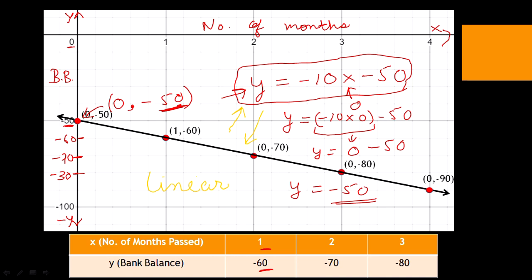Now, a natural question that arises here is: can we have equations whose solutions, when plotted on a graph, give us a non-linear line? Well, the answer to that is simply yes. We can have equations whose solutions, when plotted on a graph, give us a non-linear curve or a non-linear line. Let us have a look at such equations.